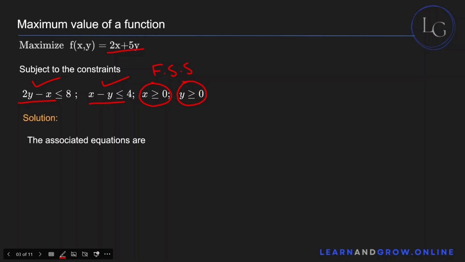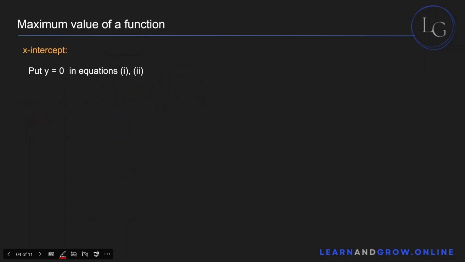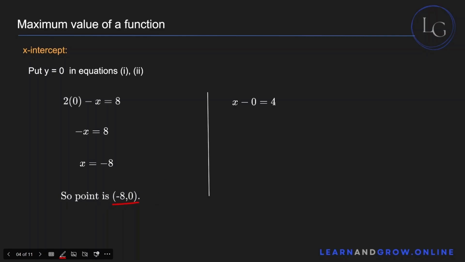So let's see. The associated equation, first of all, we'll just do as we normally do and find the feasible solution set of these constraints. These are the two associated equations. Again, replace these inequality signs with equal to signs to get the associated equations. Simple. The x-intercept of equation number 1 is minus 80. The x-intercept of equation number 2 is 40. Again, standard procedure, plug in y equal to 0 in both equations to get the x-intercept. Simple, really, and I'm going to explain it again and again.